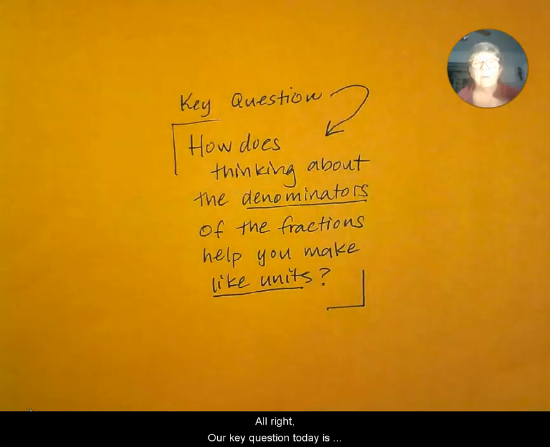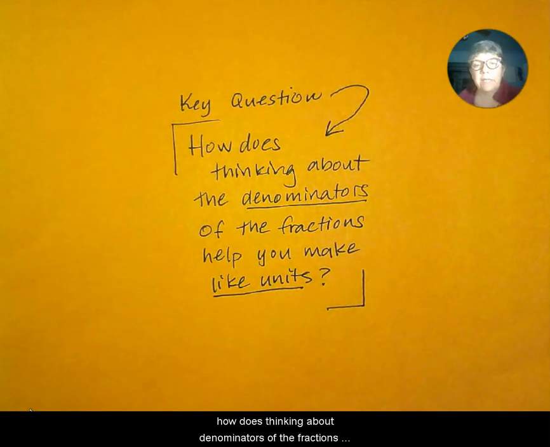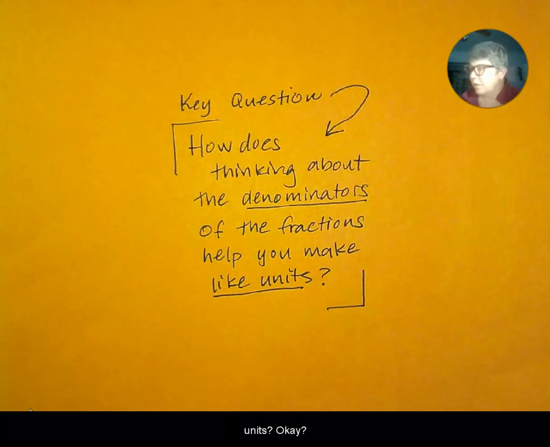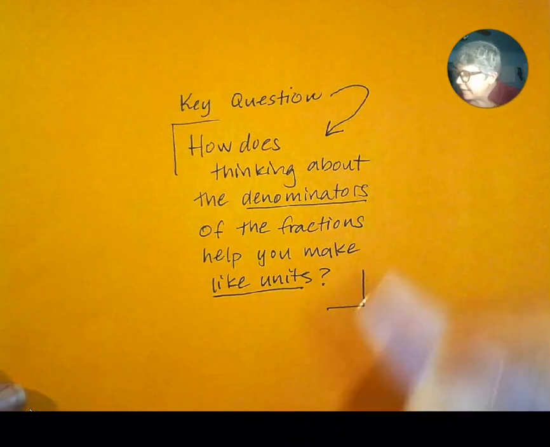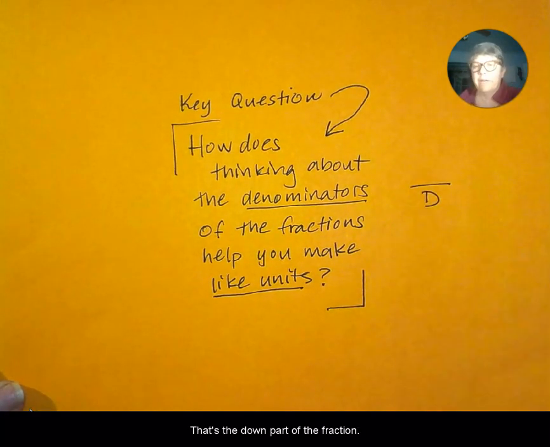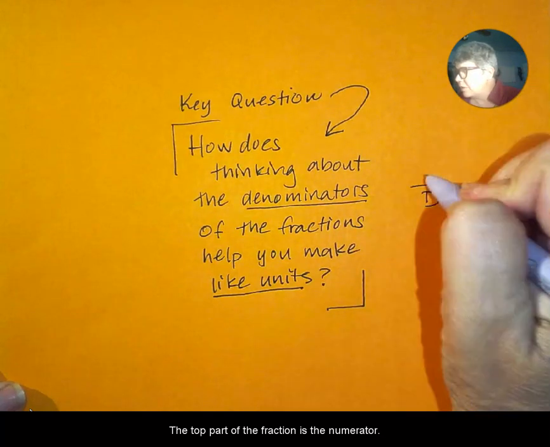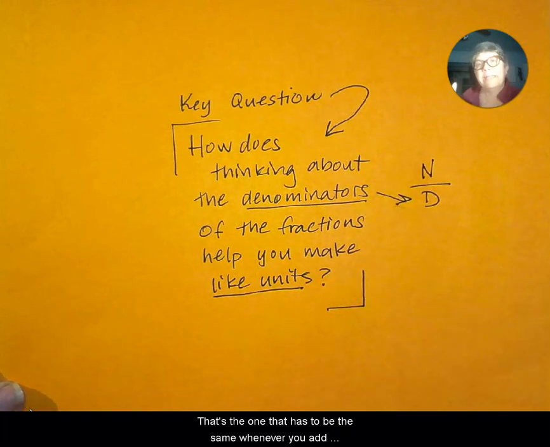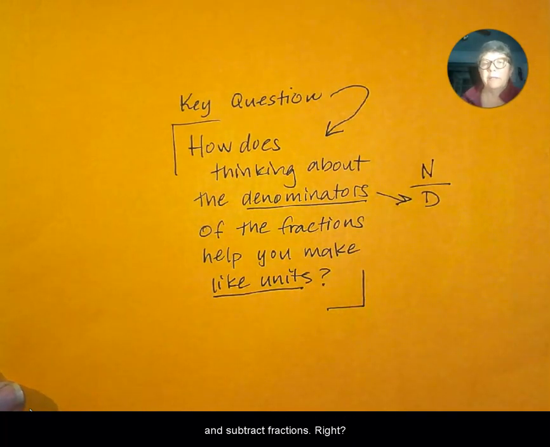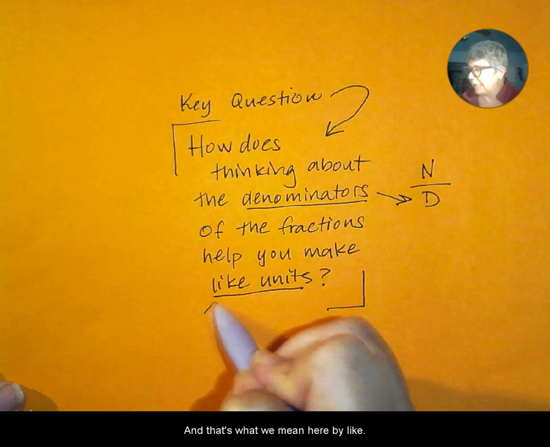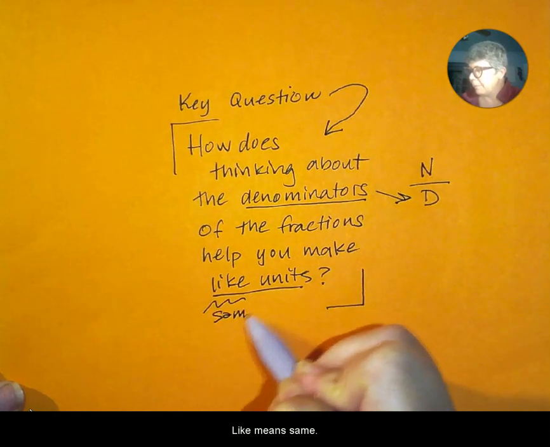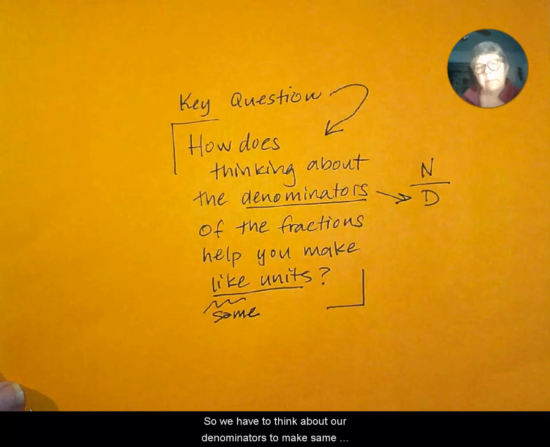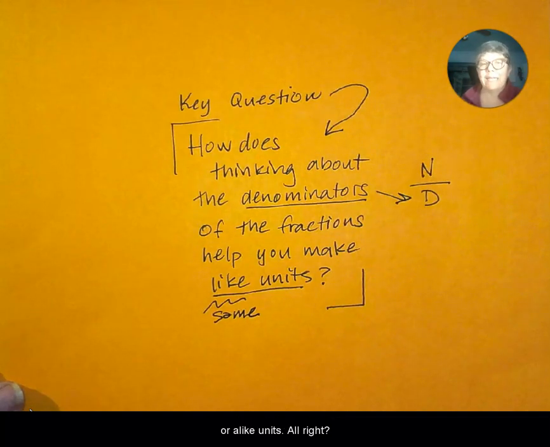Here we go. All right, our key question today is, how does thinking about denominators of the fractions help you make like units? Okay, and denominators, right? That's the down part of the fraction. The top part of the fraction is the numerator. That's the top. The denominator is the bottom. That's the one that has to be the same whenever you add and subtract fractions, right? The denominators have to be the same. And that's what we mean here by like. Like means same. So we have to think about our denominators to make same or alike units, all right?